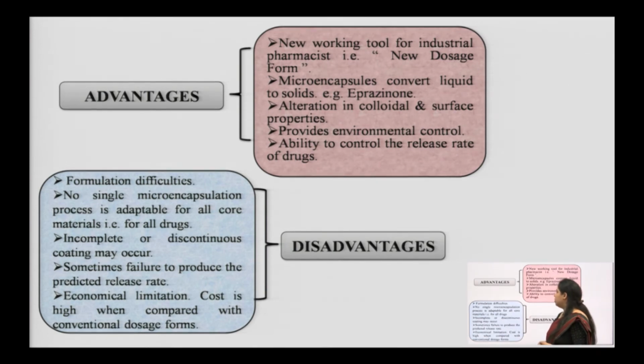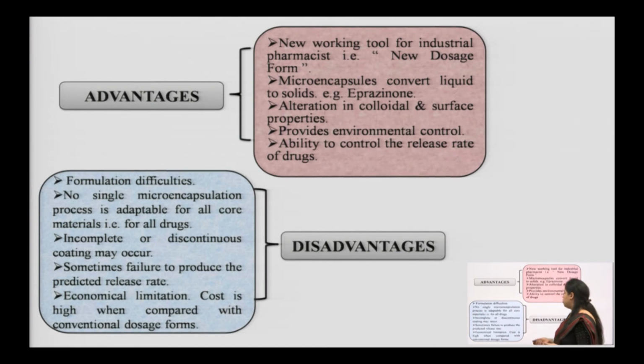Incomplete or discontinuous coating may occur. We said that a uniform layer of polymer is coated onto the core material, but sometimes inadequate or improper coating may occur during the manufacturing process. Of course, this may be due to error in handling, error in process, some levels. So, if we modify or develop alternate approaches, we can overcome this difficulty.